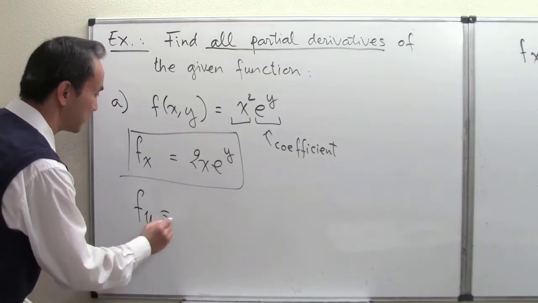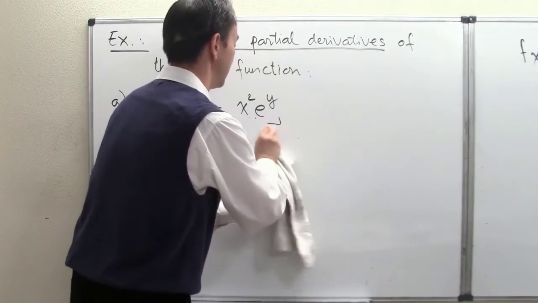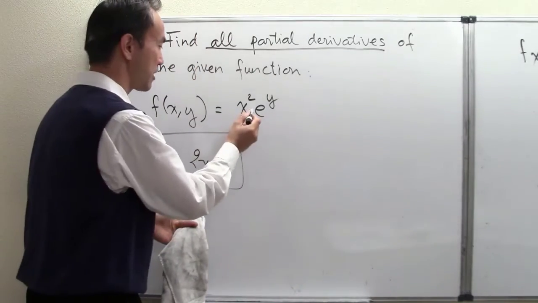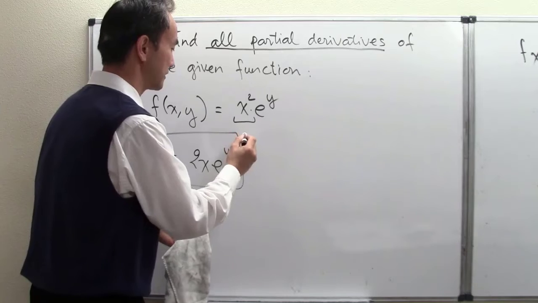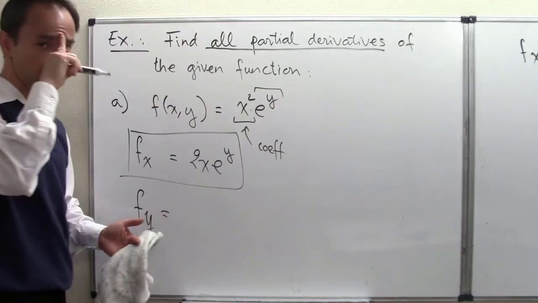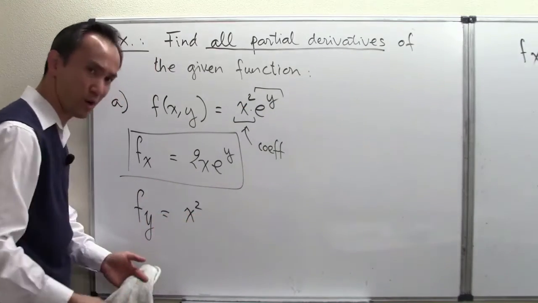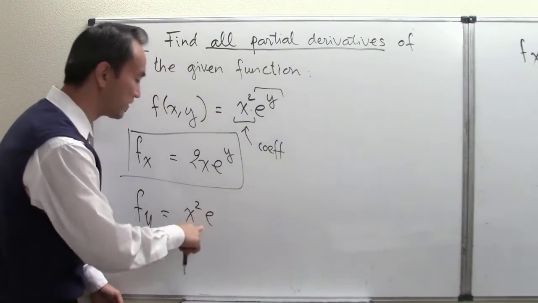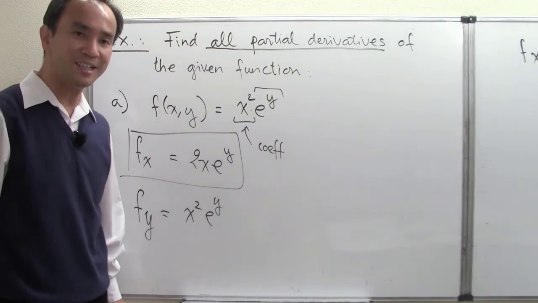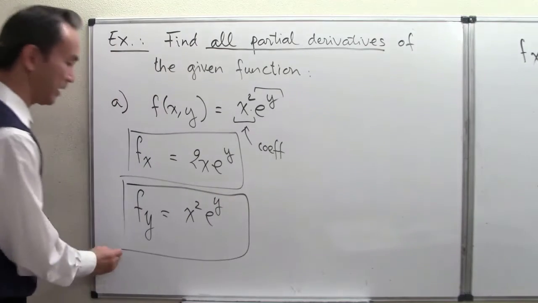f sub y here. The entire term right here is a product. This part right here is the coefficient. What we really have to take the derivative of is this part with the y. So really the coefficient stays the same, x squared. That's why x squared stays the same. Taking the derivative of e to the y with respect to y is going to be e to the y again, that we have learned back in the beginning of differential calculus. So that's how I have found f sub y.